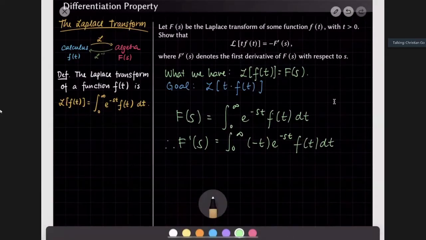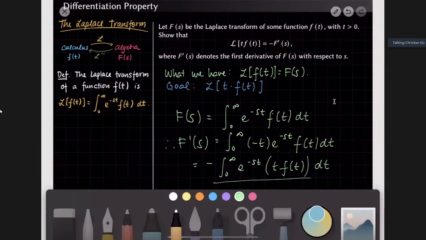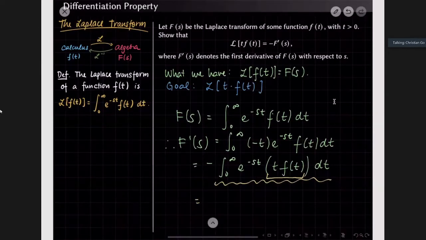And we're actually done. Why? I bring out the minus sign, integral from 0 to infinity of e to the minus st times t f of t dt. By definition, this integral over here is just the Laplace of whatever is inside here. So by the definition of the Laplace transform, this is just negative the Laplace of t times f of t. And you're done. Let's put that as end of proof.